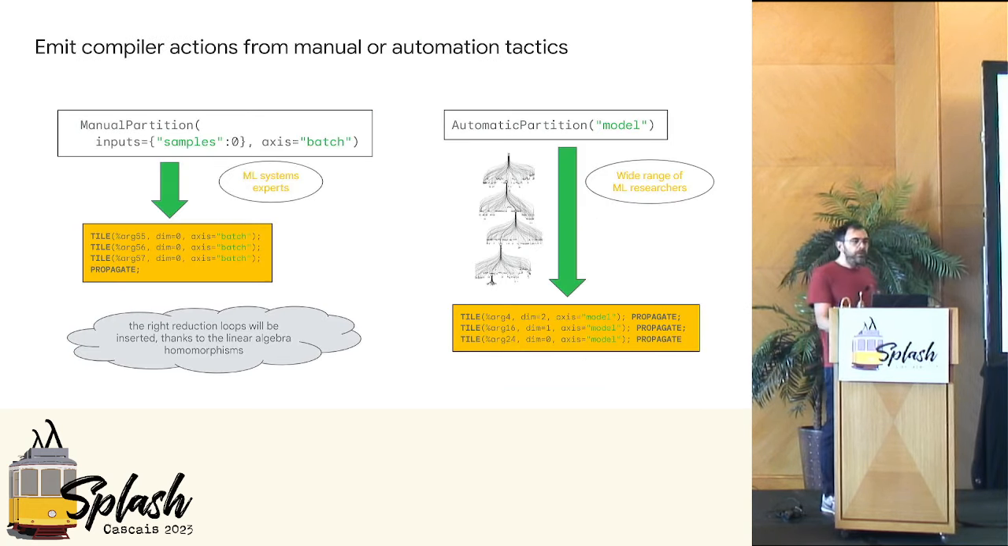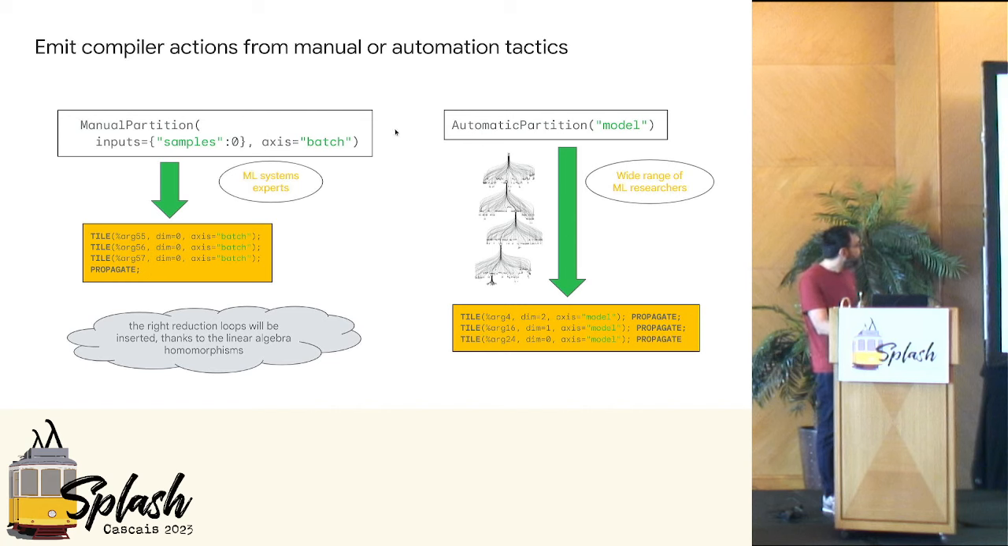Right, now we have the action space, that's very nice, because now it can be targeted by either manual partition tactics or automatic partition tactics. So, for example, an ML systems expert would say: manually partition my inputs on dimension 0, and samples was a full Python tree with like three array values in the leaves. What you could actually get is these three actions that said tile argument 55, 56, and 57 on dimension 0 along the axis batch, and then propagate the consequences.